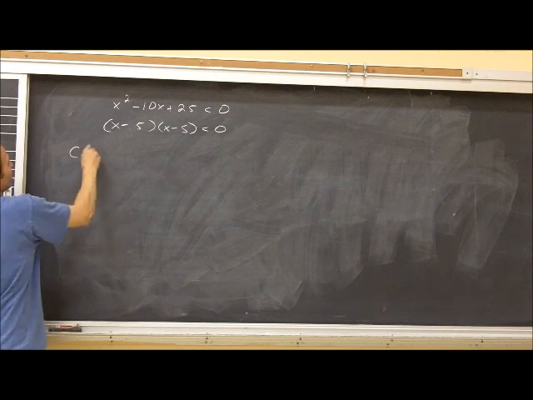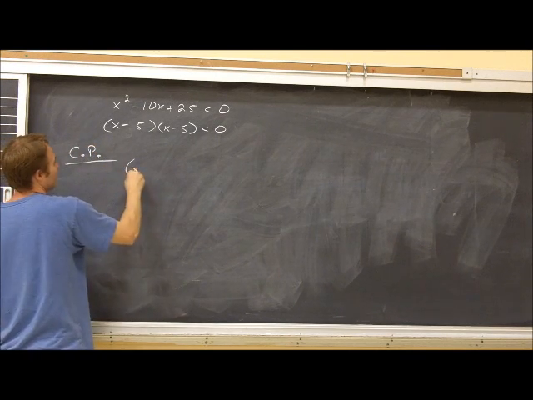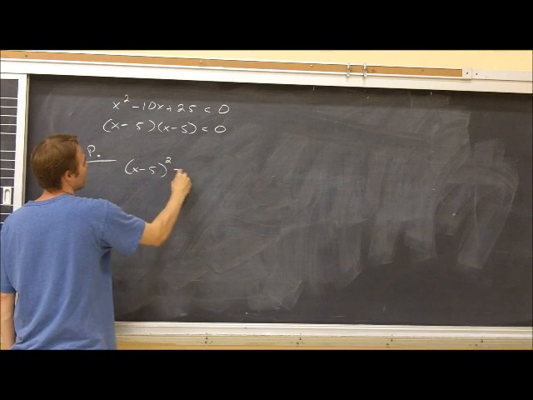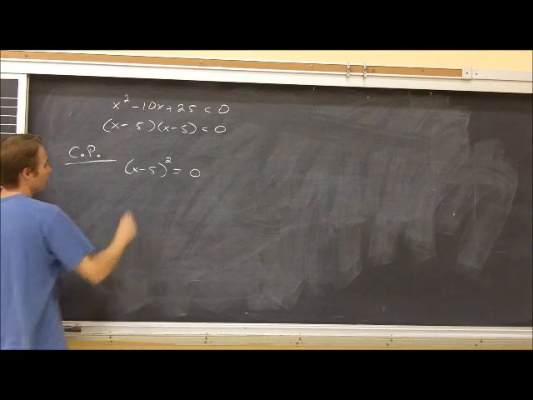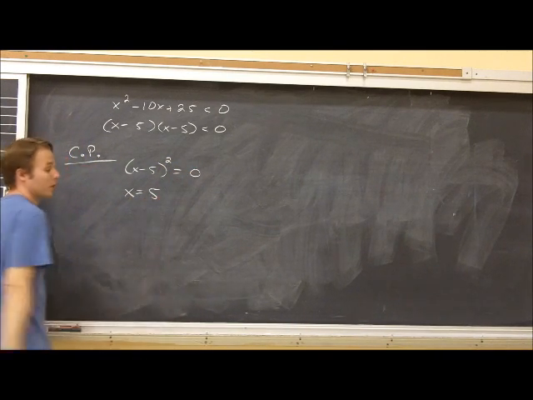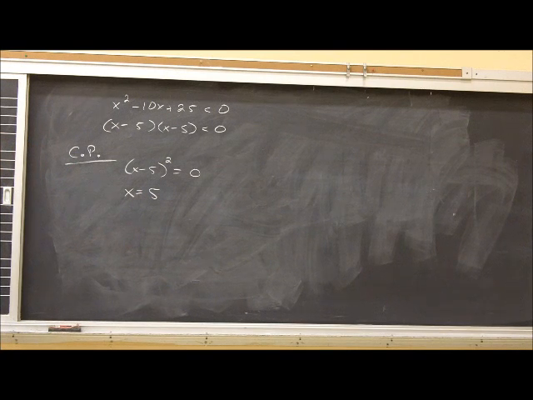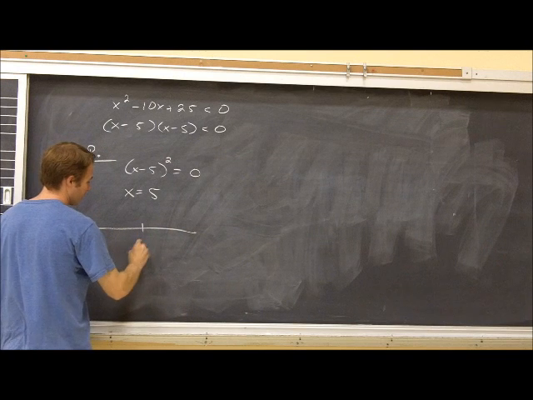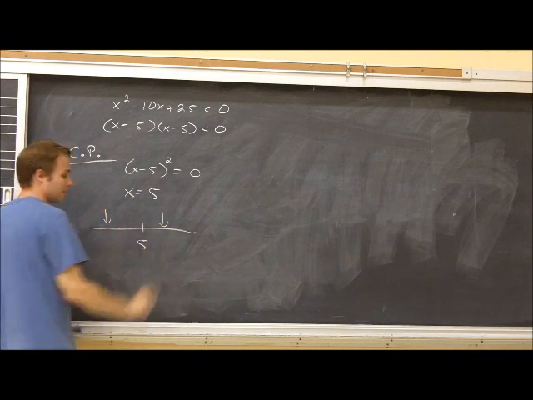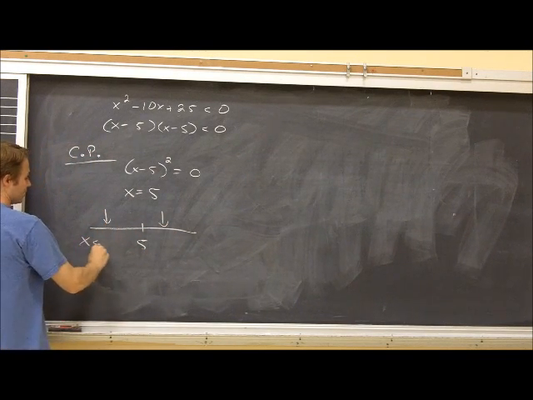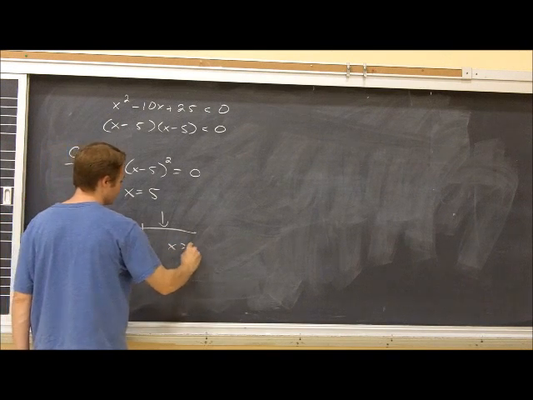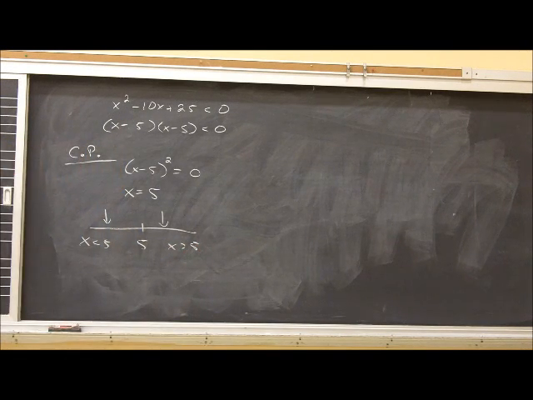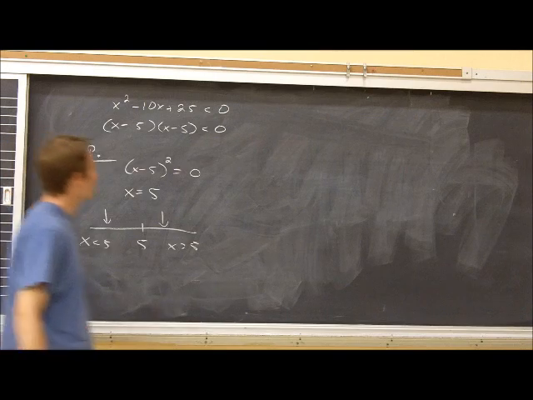So that's x minus 5 squared. So if I look for the critical points here, I'm going to set x minus 5 squared equal to 0. So I'll only get one critical point here, that's x equals 5. All right, so that means if I only have one critical point, then I only have 2 intervals to test. So I'll test x is less than 5, and I'll test x is greater than 5. Let's see what happens here.